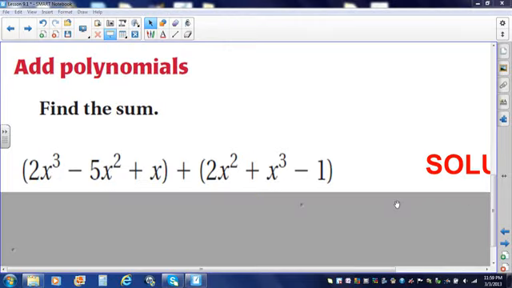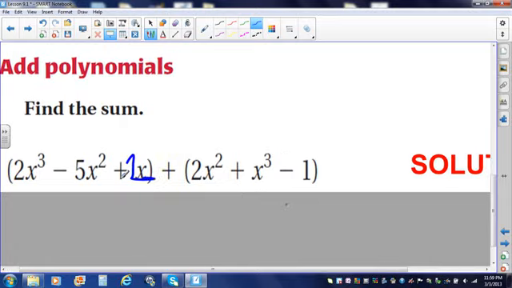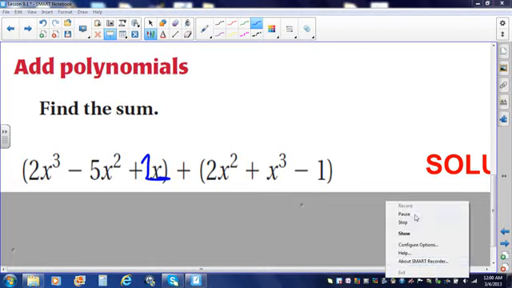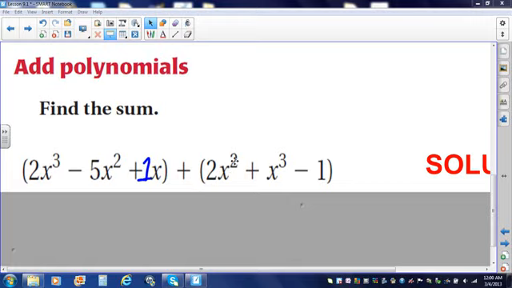Sometimes they're going to ask you to add polynomials. So I have many terms here, polynomials. So if I'm asked to add or find the sum, this is what I'm going to do. First thing I'm going to do is copy down the problem, so please take a moment to write parentheses 2x cubed minus 5x squared plus x, or we can go ahead and put in our invisible coefficient of 1 there, which would be 1x. Plus parentheses 2x squared plus, again, I can put in that invisible coefficient of 1 plus 1x cubed minus 1.